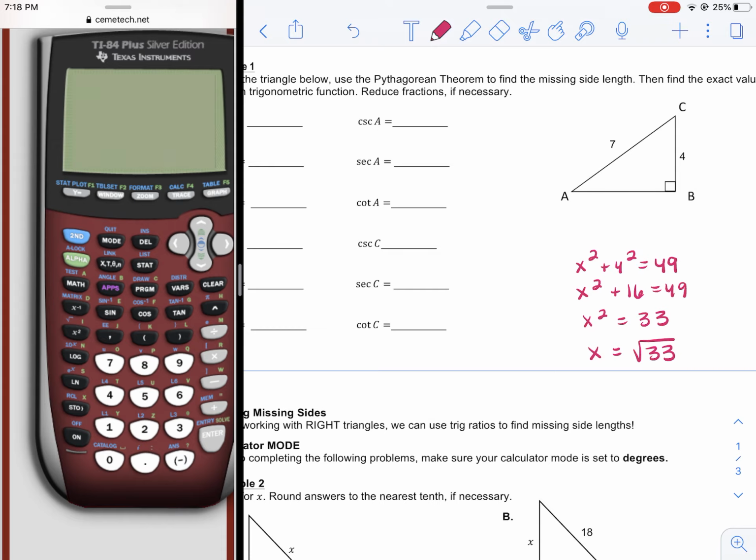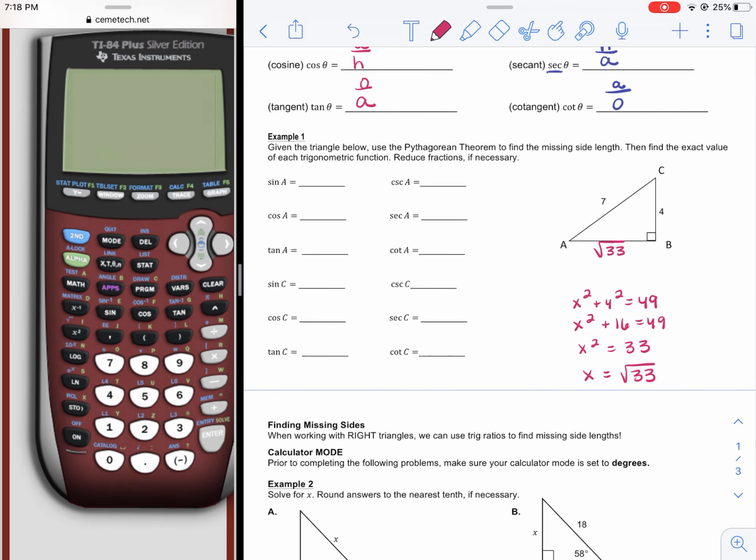And so this third side is equal to the square root of 33. And what I want you to notice about your questions is that the first 6 questions ask about angle A, and then the next 6 ask about angle C. So it's important to note which angle is the reference angle.